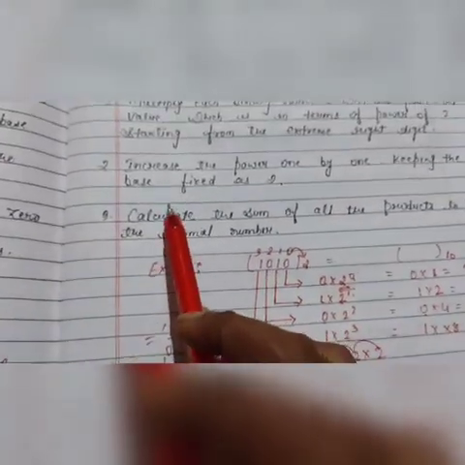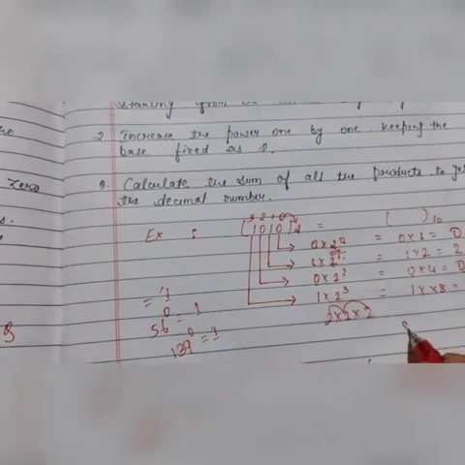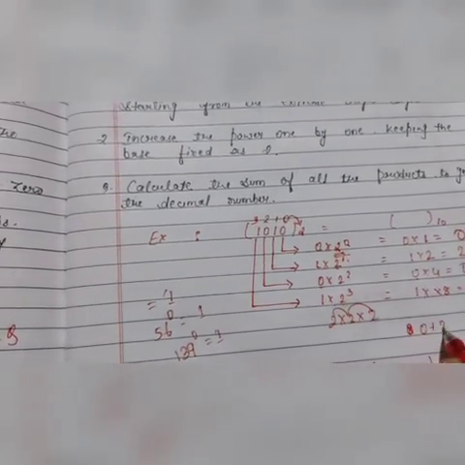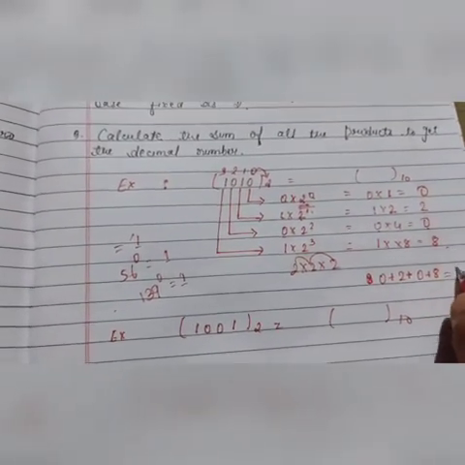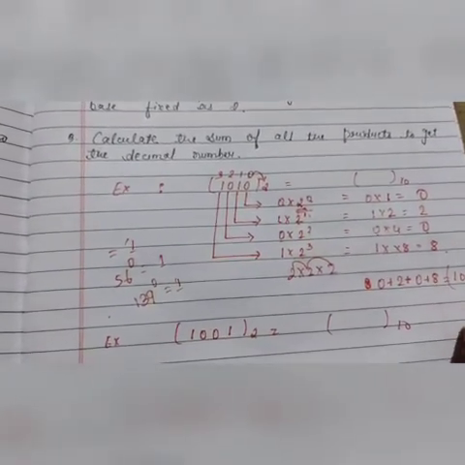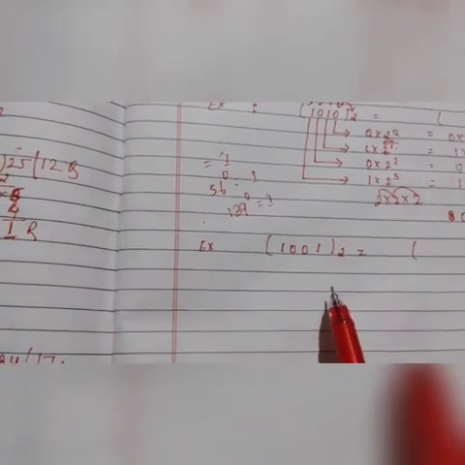And in the last, what is it? Calculate the sum of all the products. We have got it now, the sum of all the products: 0 plus 2 plus 0 plus 8. What will we get? 10. 10 with base 10. So this is converted into decimal form. Got it? We will solve the next question again.